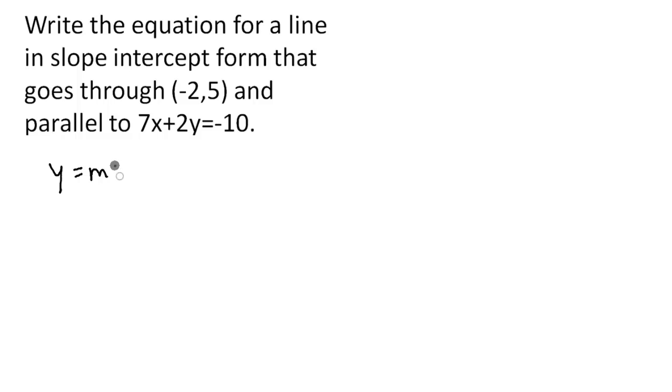y equals mx plus b. So we need to come up with the slope, and we need to come up with the y-intercept. Now, the slope could be taken from this line right here. Because it's written in standard form, I'm going to call out the formula for standard form of a line. That's going to be ax plus by equals c. And then the slope of this is going to be negative a over b. So it's basically the opposite sign of a over b.